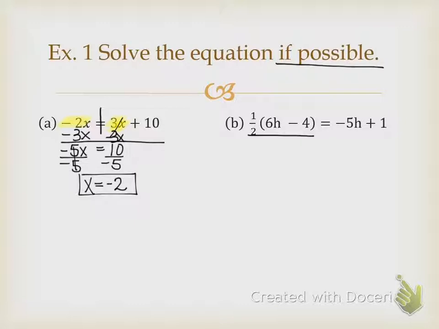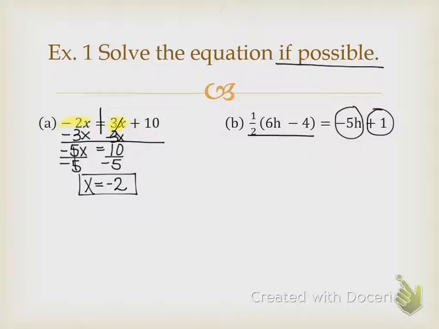So here's the only thing that you have to be careful of. Yesterday, when we multiplied both sides by the reciprocal, the other side of the equation only had one term, so it was real easy. But look at the other side of this equation. How many terms does it have? 2. And if you're not careful, you won't multiply both of them. If you're going to multiply both sides by 2, you have to make sure that both negative 5h and the 1 get multiplied by 2.